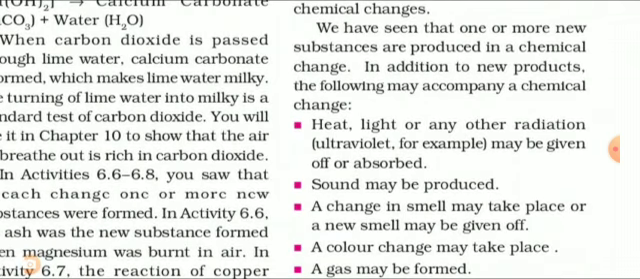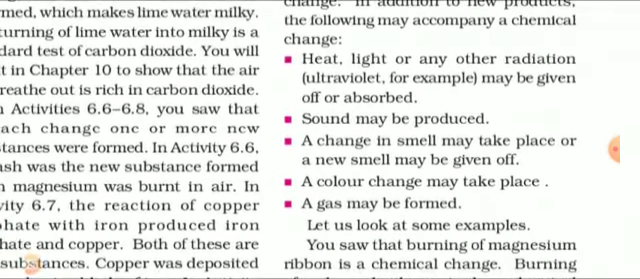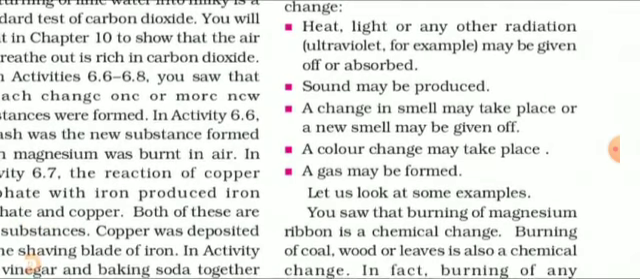In addition to new products, the following may accompany a chemical change. Whenever a chemical change takes place, एक product तो बनेगा ही बनेगा. Along with it, side by side, some other changes are also there, like heat, light, or any other radiations, maybe ultraviolet radiation for example, may be given off or absorbed. या तो इस तरह की heat, light या radiations absorb भी हो सकती हैं या फिर given off भी हो सकती है, evolve भी हो सकती है.